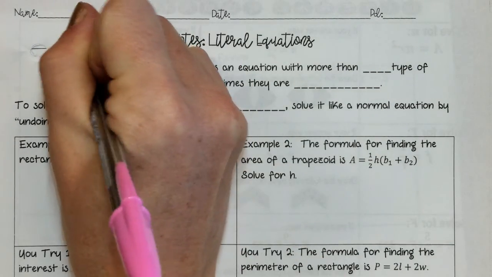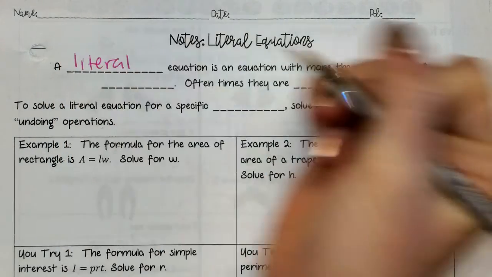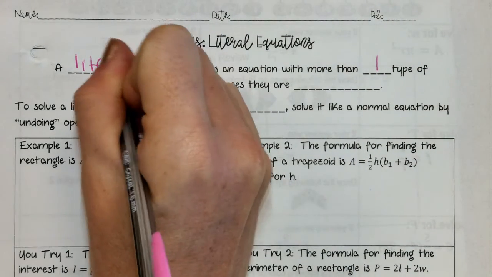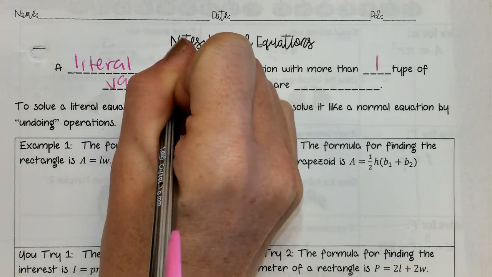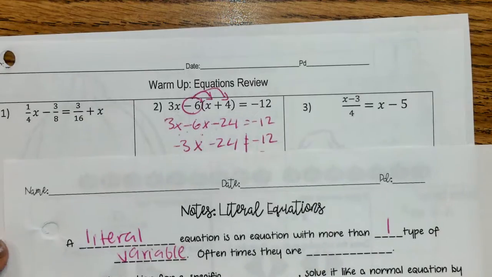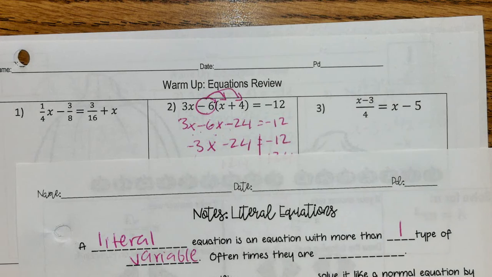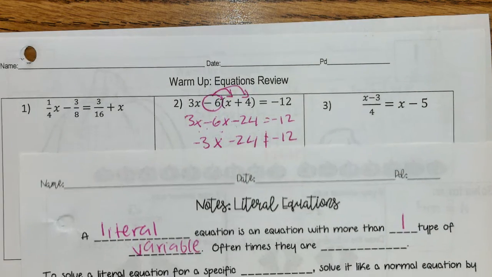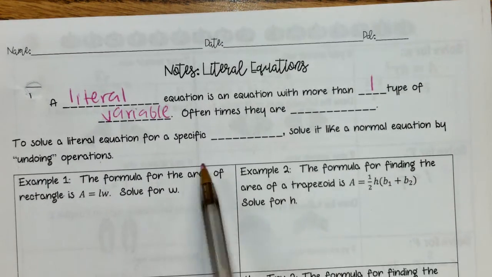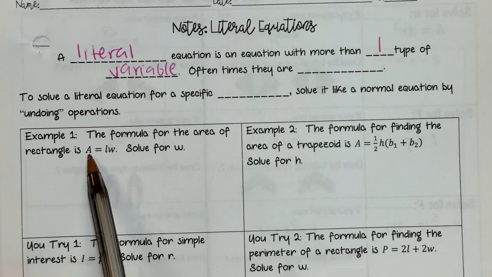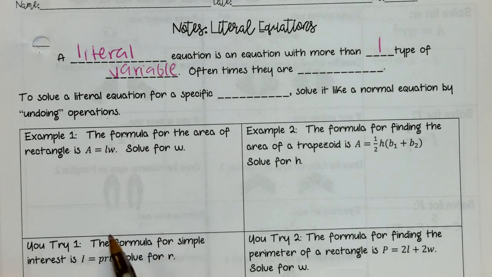Alright, a literal equation is an equation with more than one type of variable. So we're used to seeing equations like those on our warm-ups. There's only x's in them, or there's only y's, or there's only p's or q's or whatever. This one's going to have more than one type of variable, like this first example has an a, an l, and a w.